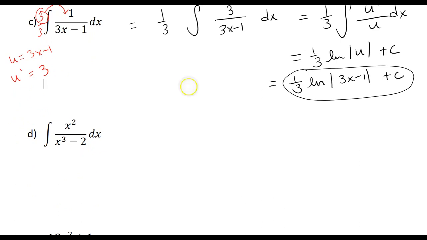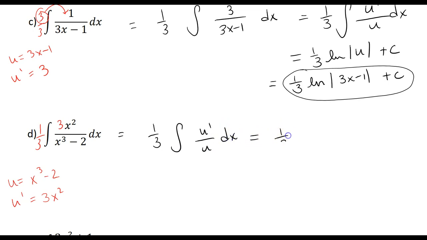This is going to work very similarly. My u is going to be x cubed minus 2. So my u prime would be 3x squared. Now remember, when you're doing the chain rule, you have to already have the variables or the x's there in place in order to make this work. So we do have the x squared, we just don't have the constant. So if I multiply by a 3 here and a 1/3 on the outside, notice that they would cancel each other out. So this is 1/3 times the integral of u prime over u dx, or 1/3 times the natural log of the absolute value of u plus c.